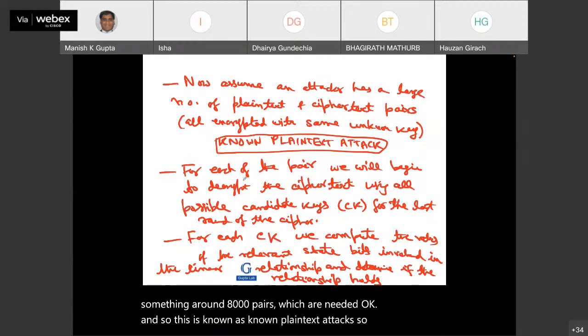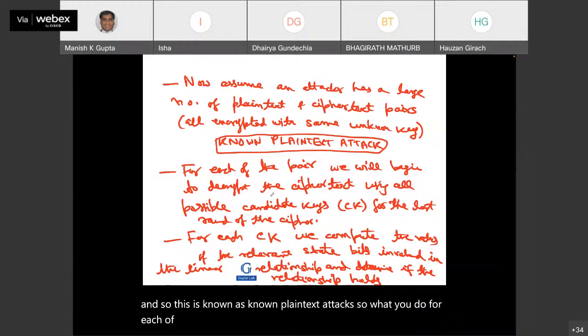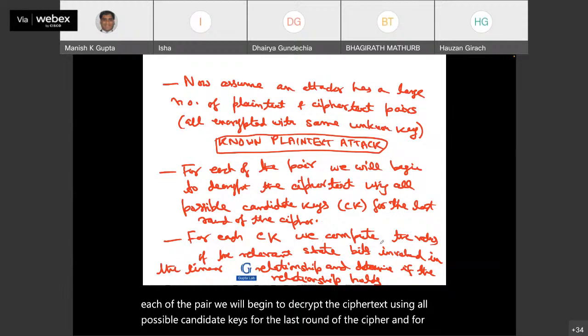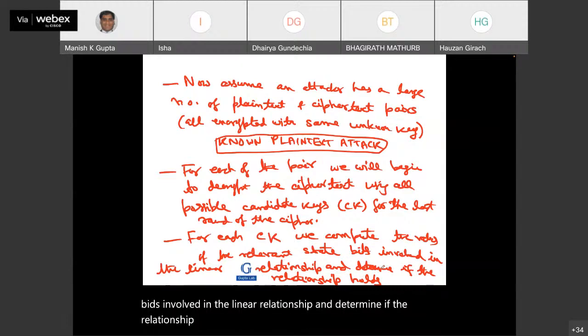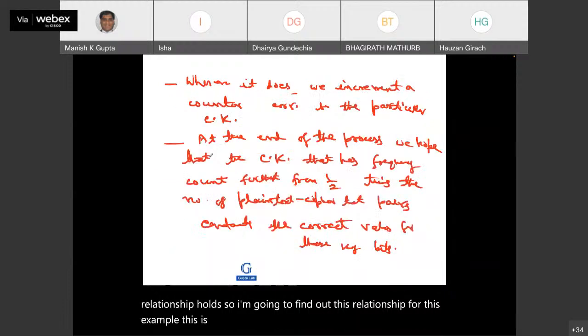So what you do, for each pair, is begin to decrypt the ciphertext using all possible candidate keys for the last round of the cipher. For each candidate key, we compute the values of the relevant state bits involved in the linear relationship, and determine if the relationship holds. I'm going to find out this relationship for this example. This is the general strategy.